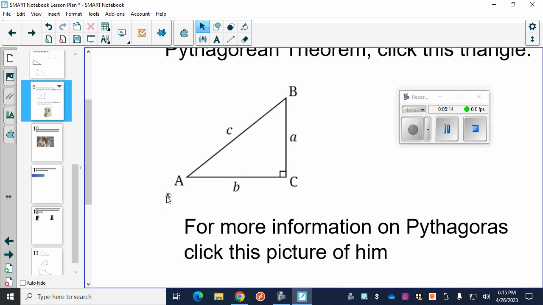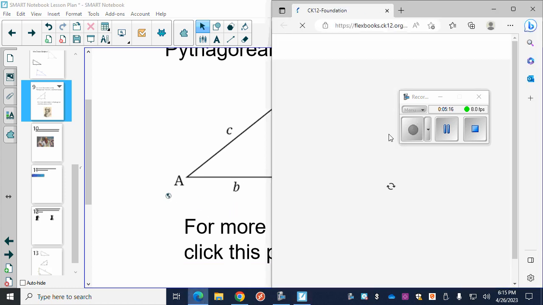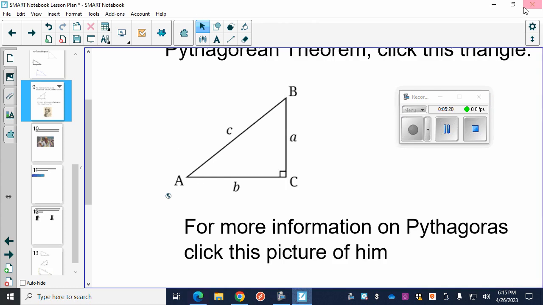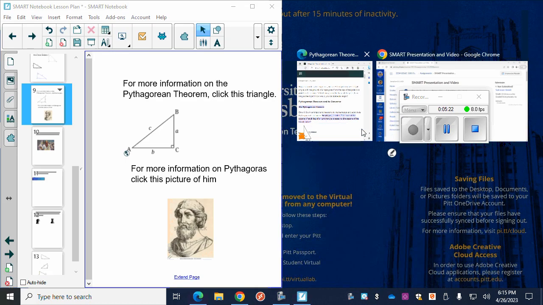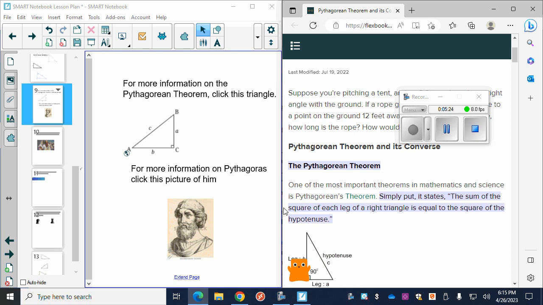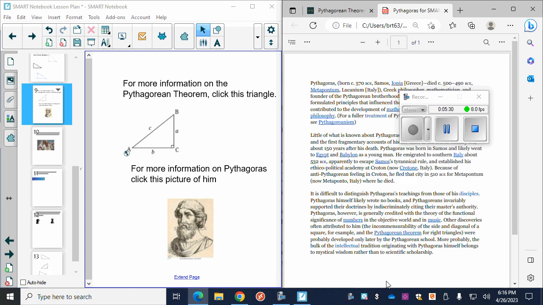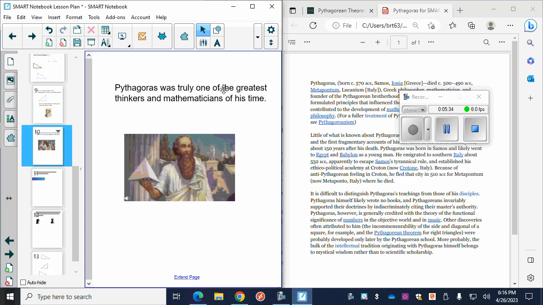Well, okay. Ooh, an entire information page about the Pythagorean theorem. So I'm going to go ahead and split this screen. And then for more information on Pythagoras, click this picture of him. Well, there's an entire biography on Pythagoras. Pythagoras was truly one of the greatest thinkers and mathematicians of his time. Indeed.